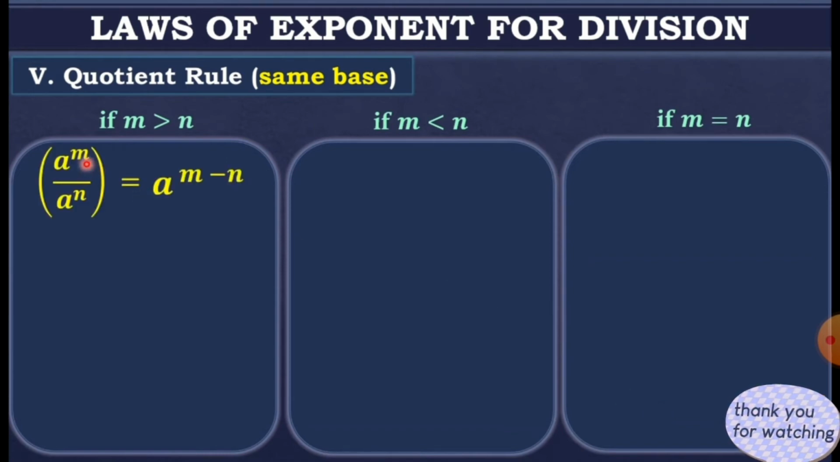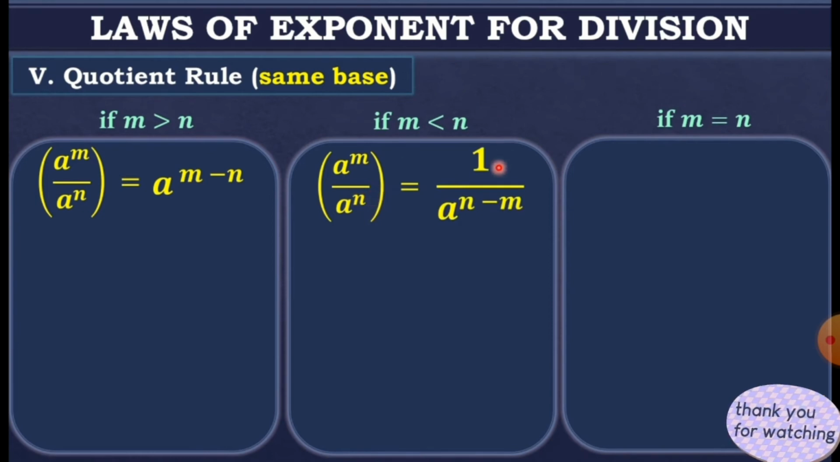There are three conditions here. If m is greater than n, so yung exponent sa numerator is greater than the exponent sa denominator, so we will just simply subtract. Okay? So, m minus n. Pero if m is less than n, which means mas malaki yung exponent sa denominator kaysa numerator, so magiging baliktad ito. Okay, so just first, we have to write 1 sa numerator over a, that's the base, and then the exponent, okay, you can see here, baliktad rin.